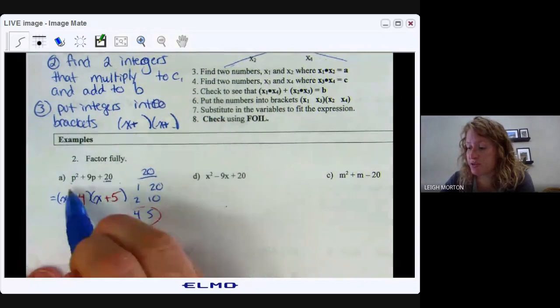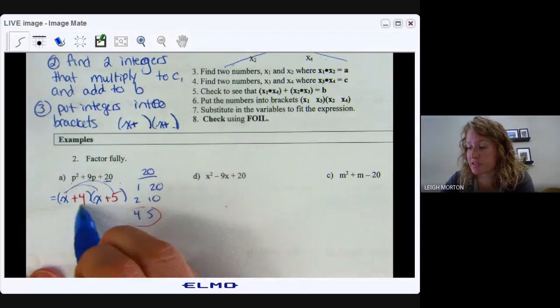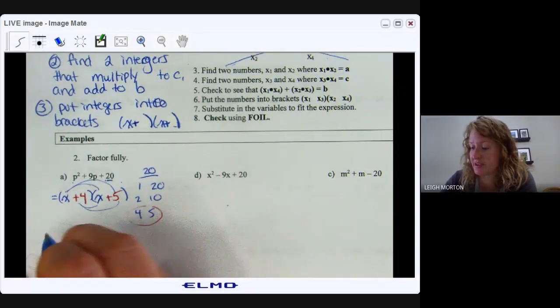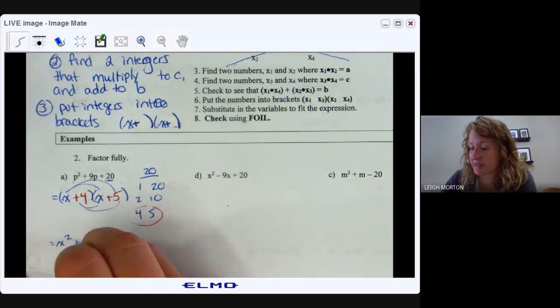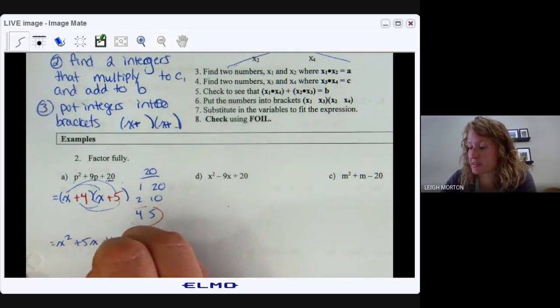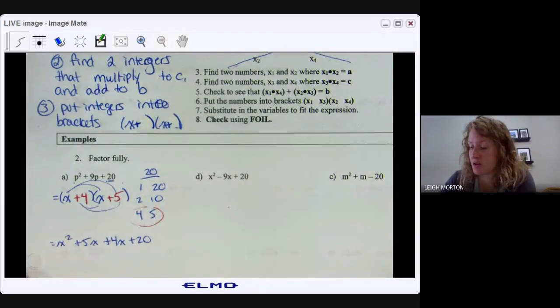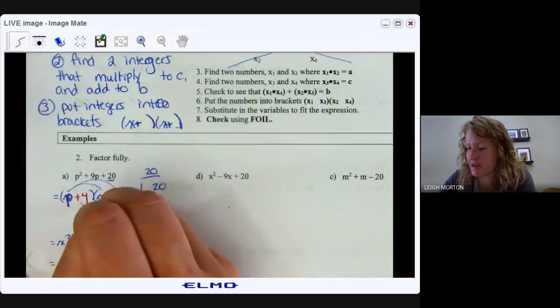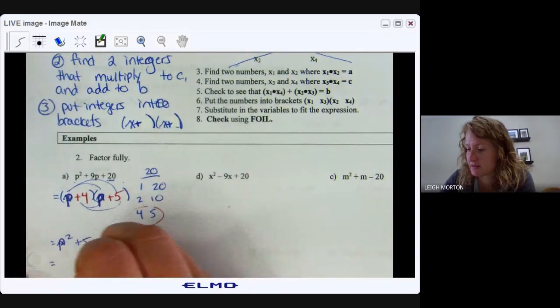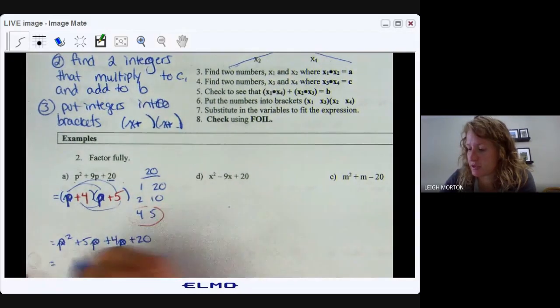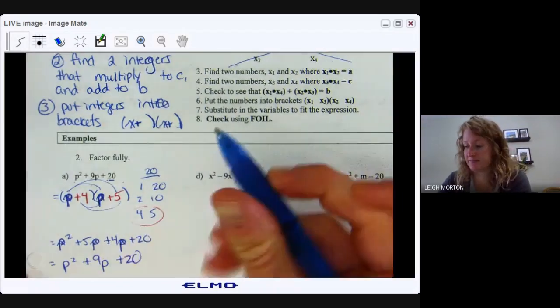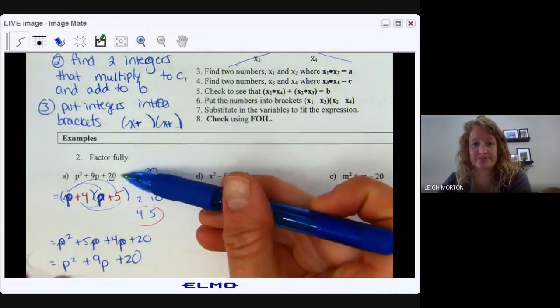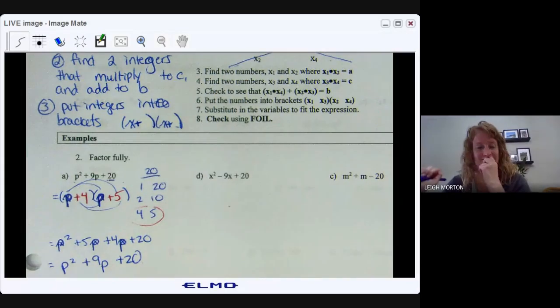If I were then to FOIL, to check it, to do first, inside, outside, last, that would give me p squared plus 5p plus 4p plus 20. Oh my goodness, I'm using the wrong variable, guys. Which would give me p squared plus 9p plus 20. It's my original expression. Ta-da! Let's try the next one.